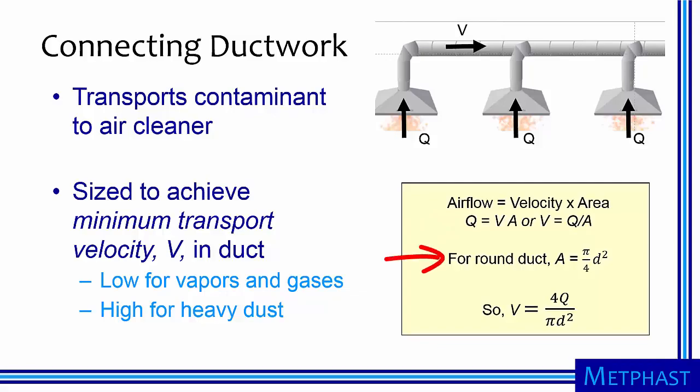For a round duct, cross-sectional area is equal to pi over 4 times duct diameter squared. So the velocity in the duct can be expressed as 4 times airflow divided by pi times diameter squared. This means that the airflow velocity in the duct can be adjusted by changing the diameter of the connecting ductwork. And this is exactly what ventilation engineers do. They use the largest duct diameter that provides the minimum transport velocity. Higher velocities simply require more power and ultimately cost more money to operate.